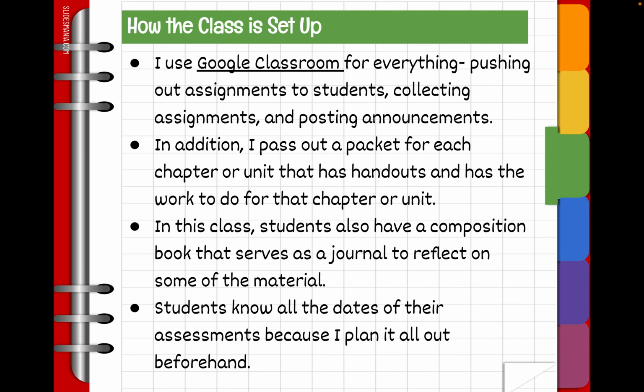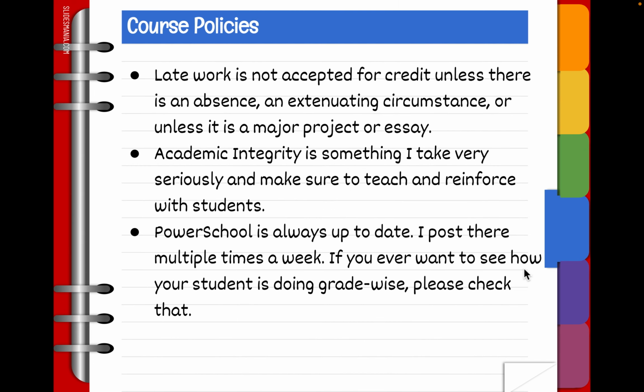Now, students know all the dates of their assessments, of their homeworks, and so on, because I do plan it out for them beforehand. Late work is not accepted for this class generally, unless of course it's an absence or an extenuating circumstance, or of course if it's a major project or essay. In addition, academic integrity is something I take very seriously, and I definitely teach lessons and reinforce these lessons with the students throughout the year.